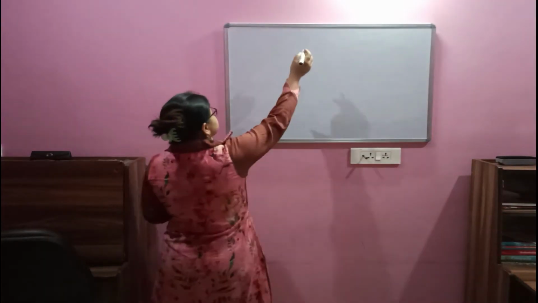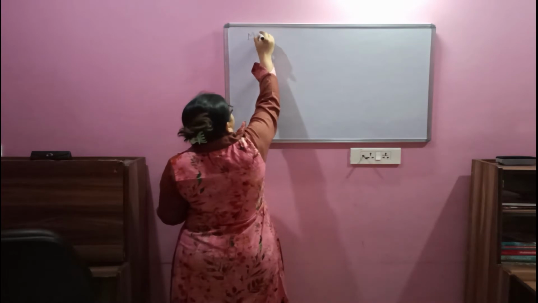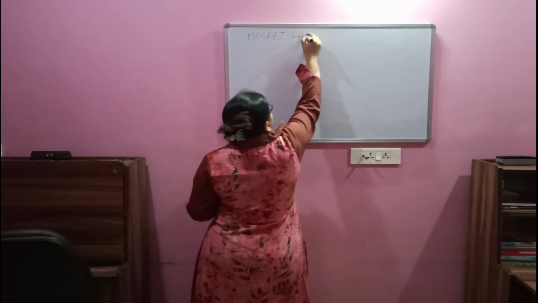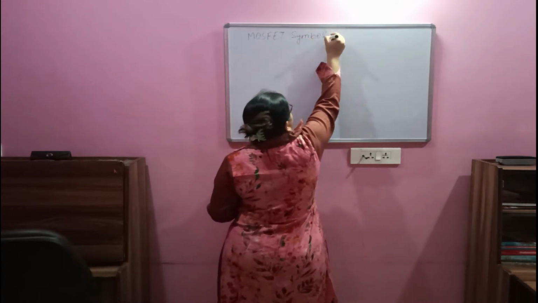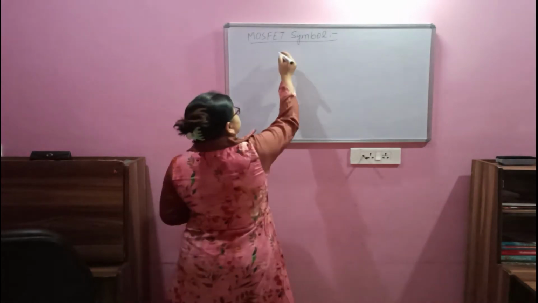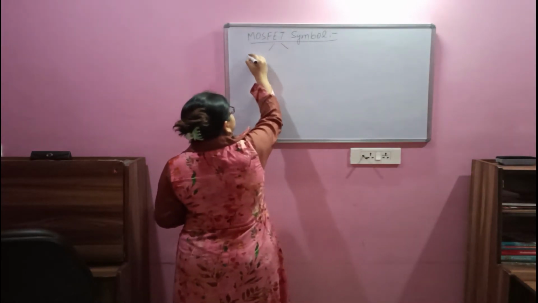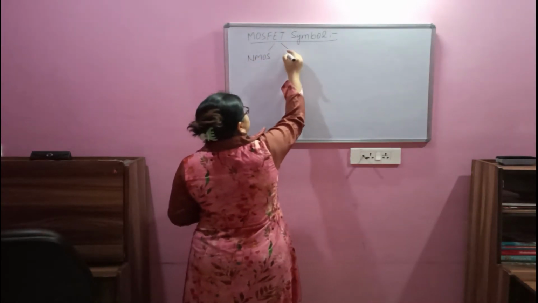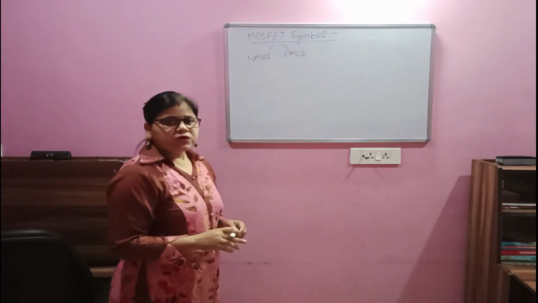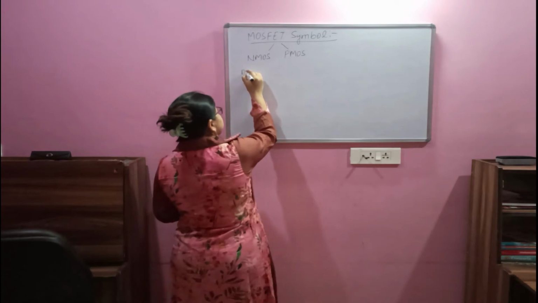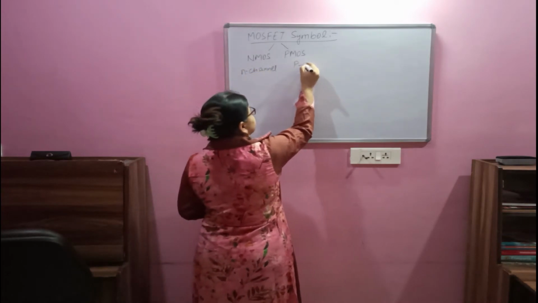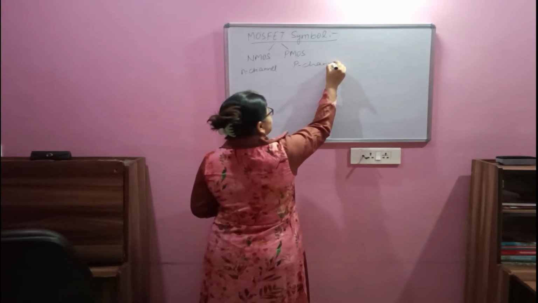Firstly, we will study the MOSFET symbols, that is, how many symbols there are by which we can identify that the device shown in the circuit is a MOSFET. Firstly, we know that MOSFET is divided into two categories, NMOS and PMOS. NMOS is also known as an N-channel MOSFET, and PMOS is also known as a P-channel MOSFET.